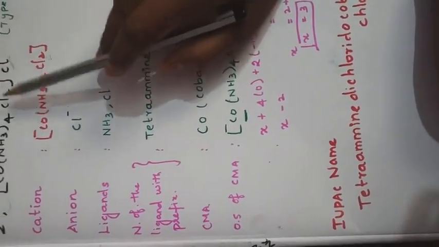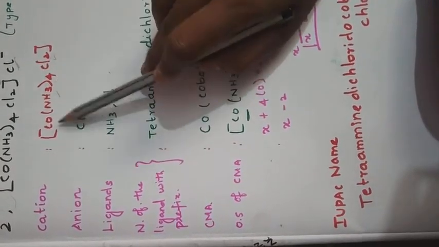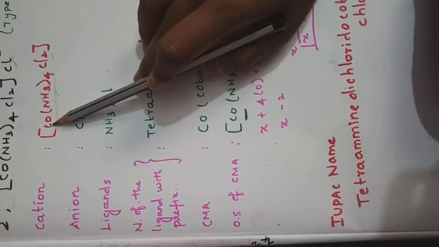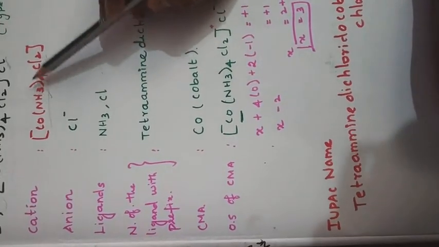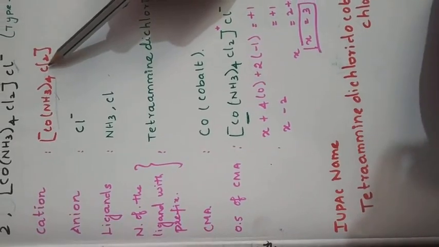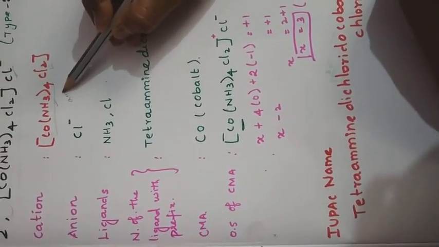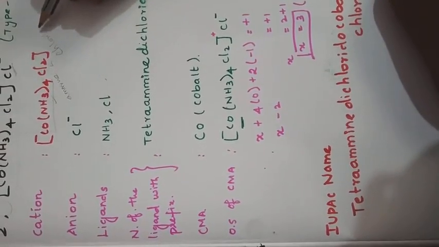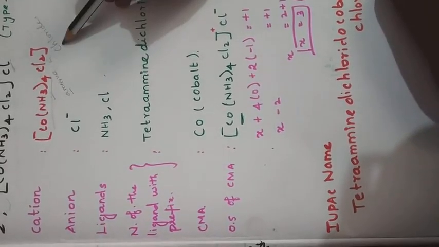First, in this case, to name the complex the rule is we have to name the ligands first, then only we can name the central metal ion. Now we are going to name the ligands. How many ligands are there? If there is one or more than two ligands, you have to use the alphabetical order. This one is the amine group and this one is the chlorine group. So we have to write according to the alphabetical order.